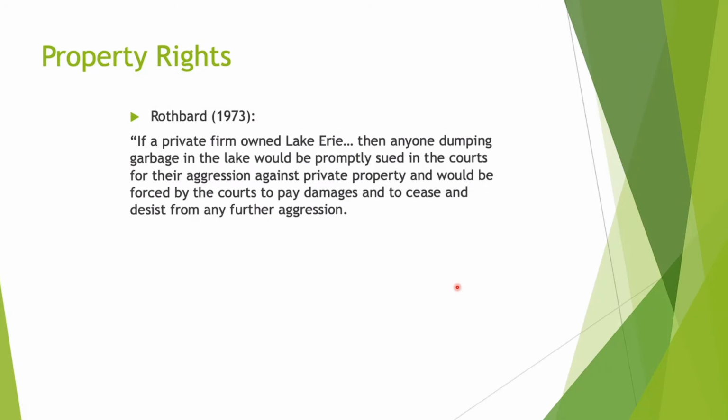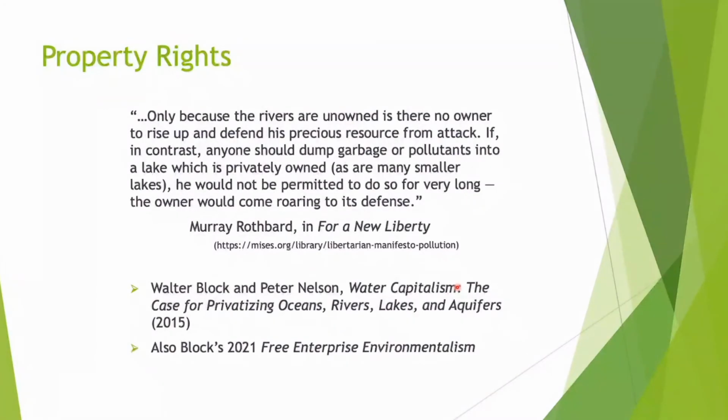So Rothbard, again, in this Law, Property Rights, and Air Pollution paper from 1973, says, if a private firm owned Lake Erie, then anyone dumping garbage in the lake would promptly be sued in the courts for their aggression against private property. It would be forced by the courts to pay damages and to cease and desist from any further aggression. Only because the rivers are unowned is there no owner to rise up and defend his precious resource from attack.